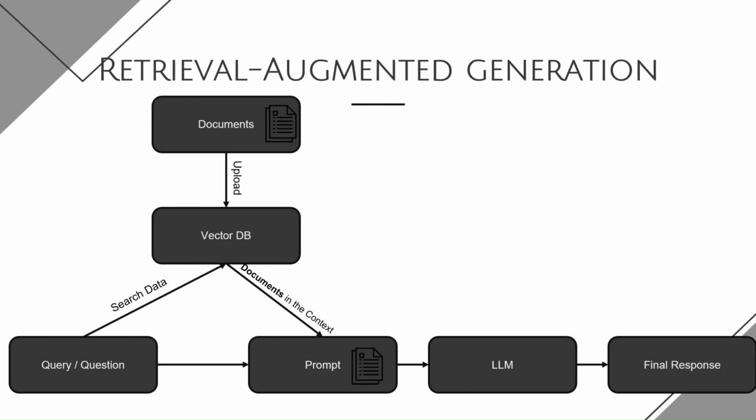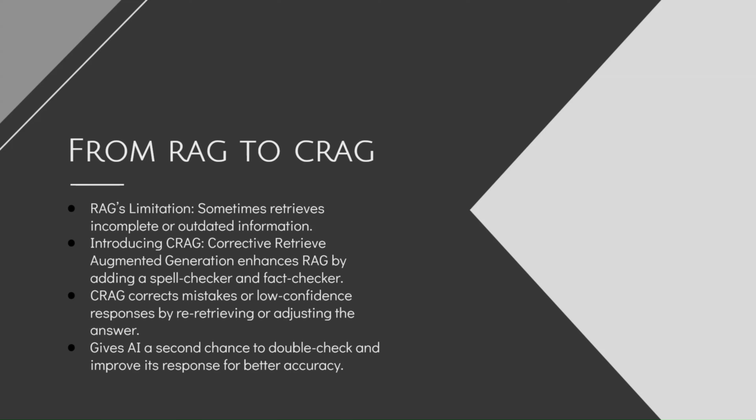So in a nutshell, RAG enhances the AI's ability to answer complex questions by first searching for the most relevant external information, combining that with its generative capabilities, and then delivering a much more accurate and contextually rich response.